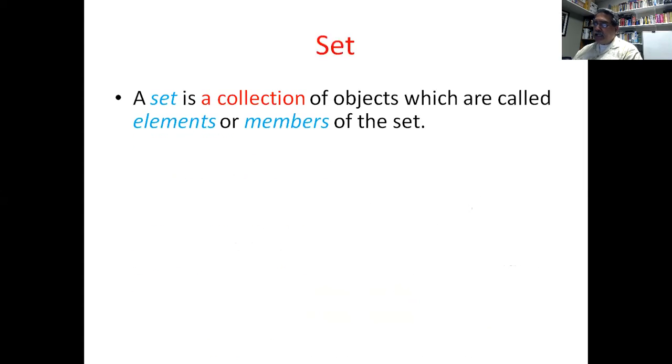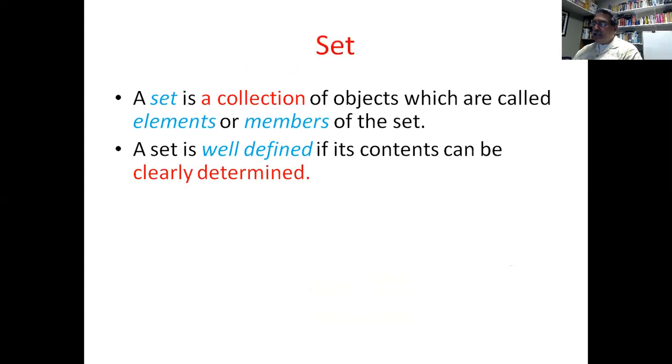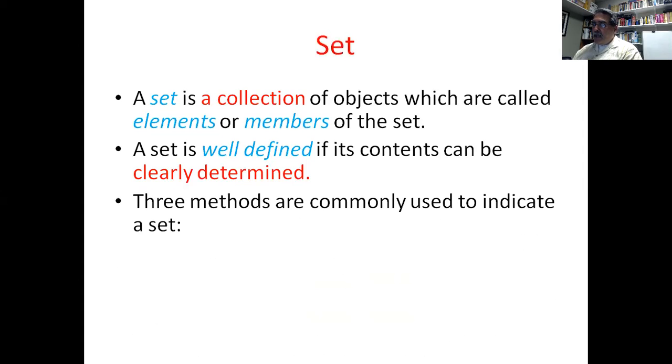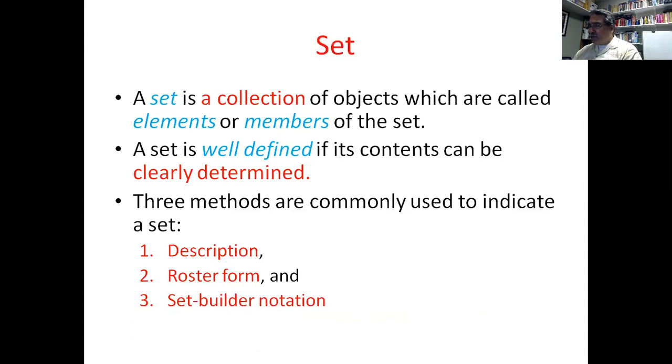What is a set? A set is a collection of objects which are called elements or members of the particular set. A set is well defined if its contents can be clearly determined, if its contents can be clearly specified. There are 3 methods commonly used to indicate a set: a description, roster form, and set builder notation, that we will talk about.